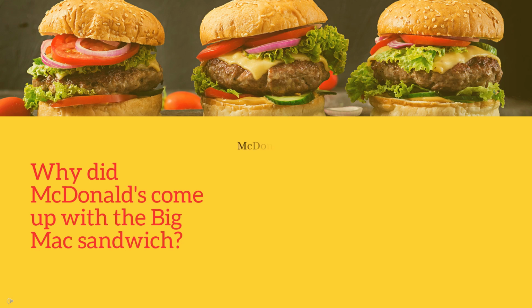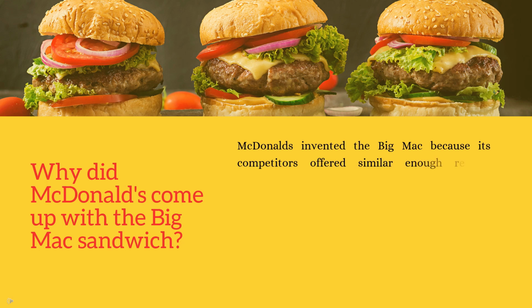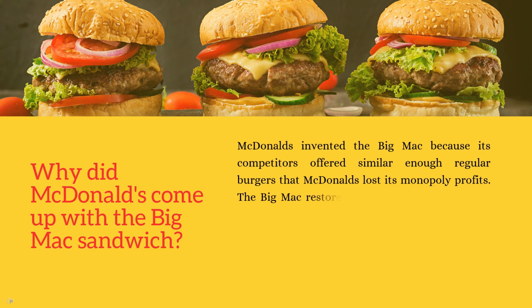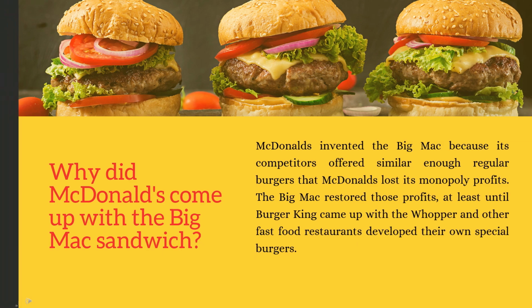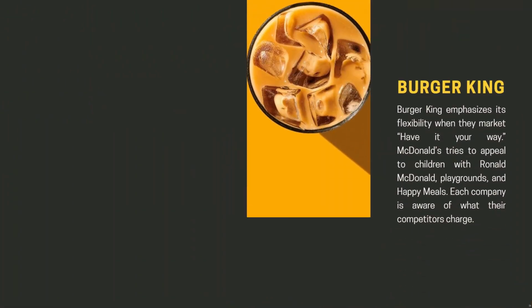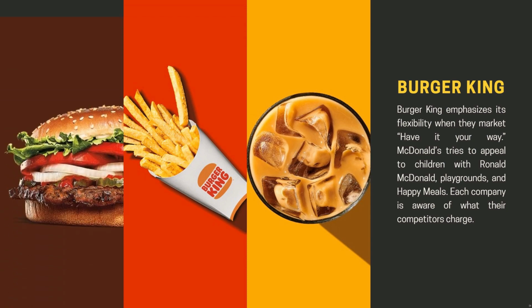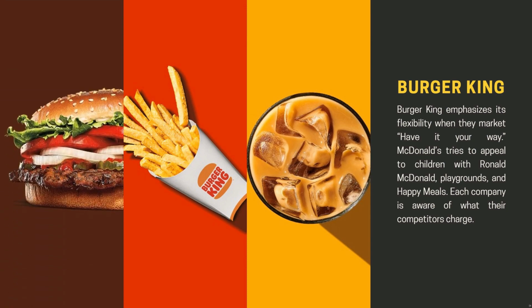Why did McDonald's come out with the Big Mac sandwich? McDonald's invented the Big Mac because its competitors offer similar enough regular burgers that McDonald's lose its monopoly profits. The Big Mac restored those profits at least until Burger King come out with the Whopper and other fast food restaurants develop their own special burgers. For Burger King, they emphasize its flexibility when they market "Have it your way." McDonald's tries to appeal to children with Ronald McDonald, Playground, and Happy Meals. Each company is aware of what their competitors charge.